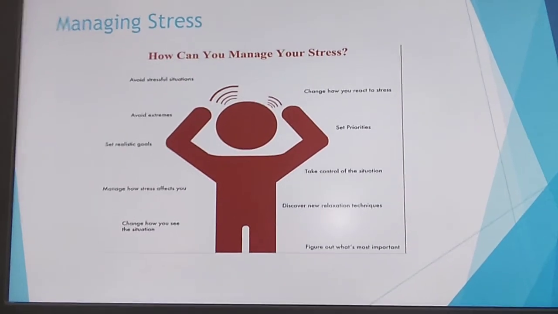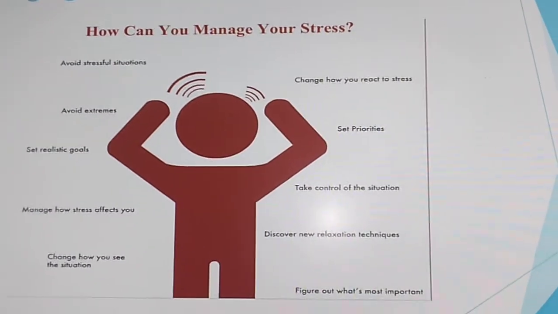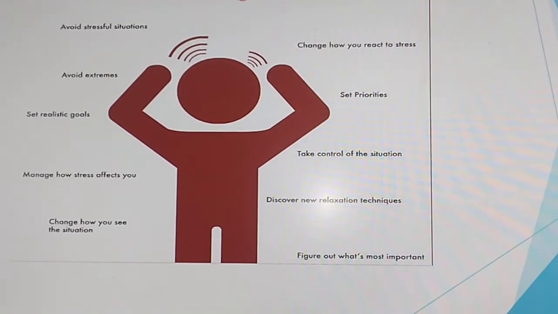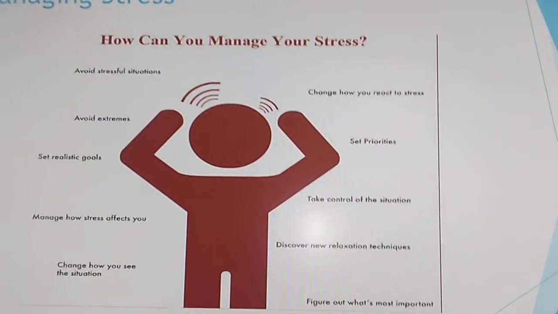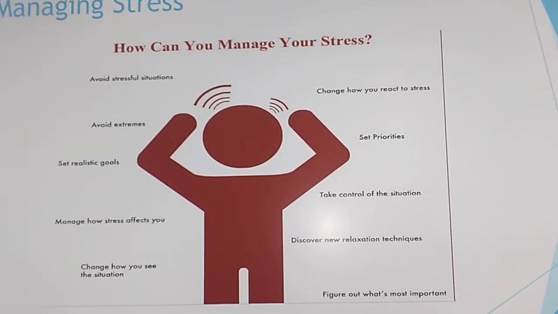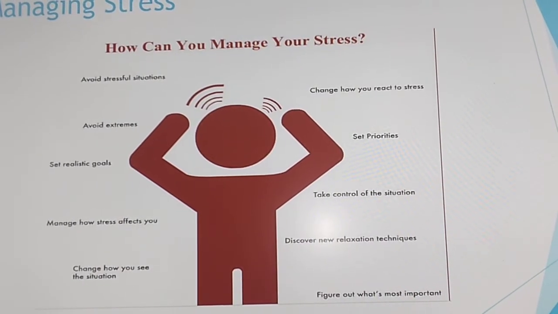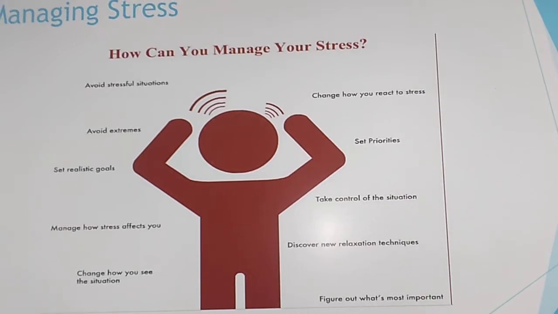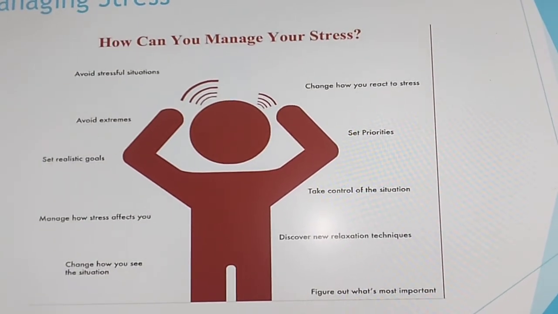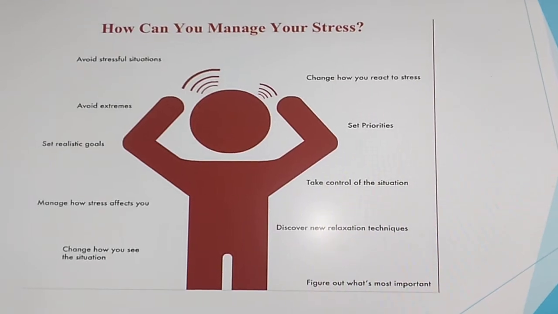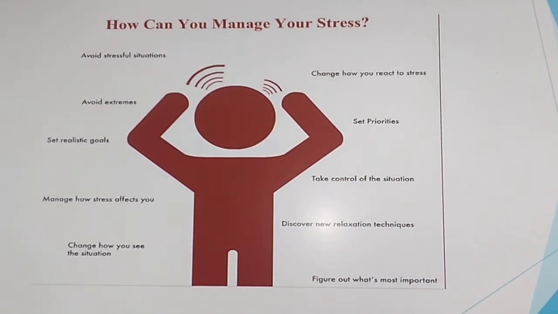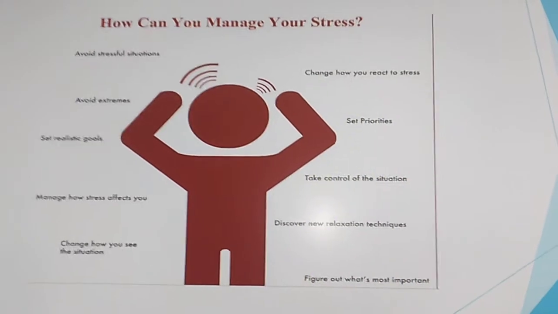So there are ways that you can manage your stress. Trying to come in a little closer so that you can see a little better. So ways you can manage your stress is to avoid stressful situations. Avoid extremes. Set realistic goals. Manage how stress affects you. Change how you see the situation. Change how you react to the situation. Set priorities. Take control of the situation and discover new relaxation techniques.